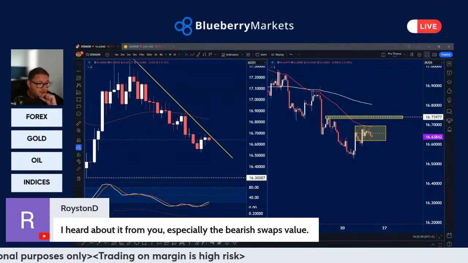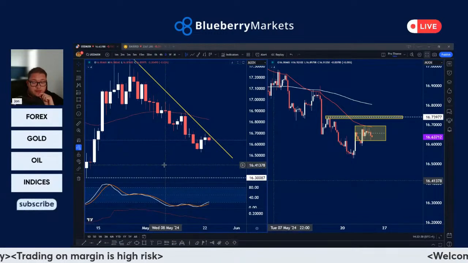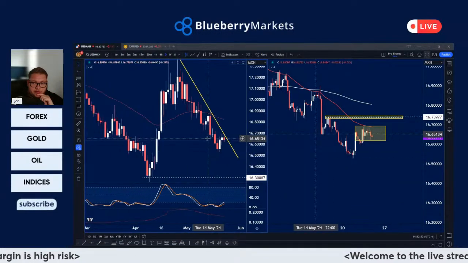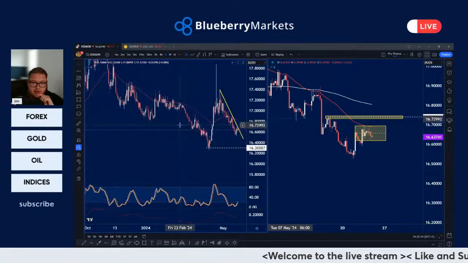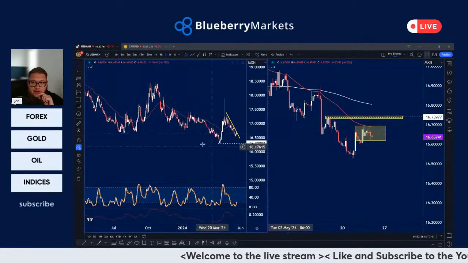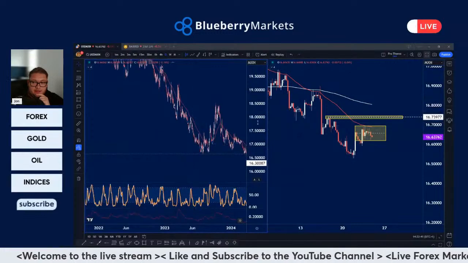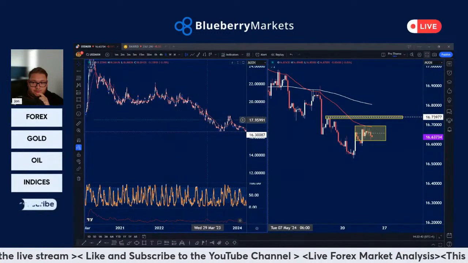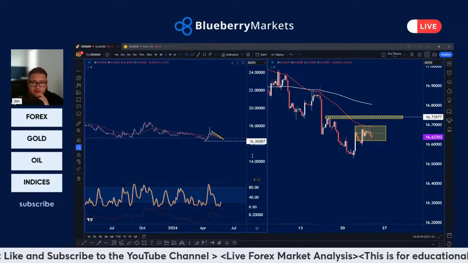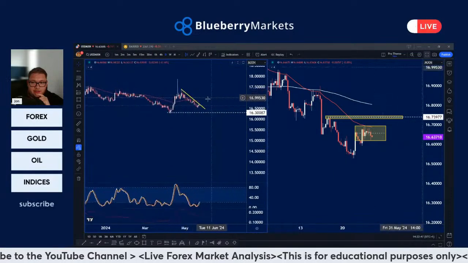Yeah, heard it from you, especially about the bearish swaps value. Yep. Very good on the swaps. You don't really want to be buying this currency pair ever. You only really want to be shorting it. And I mean, look at that. Definitely found some value on the carry shorts there.